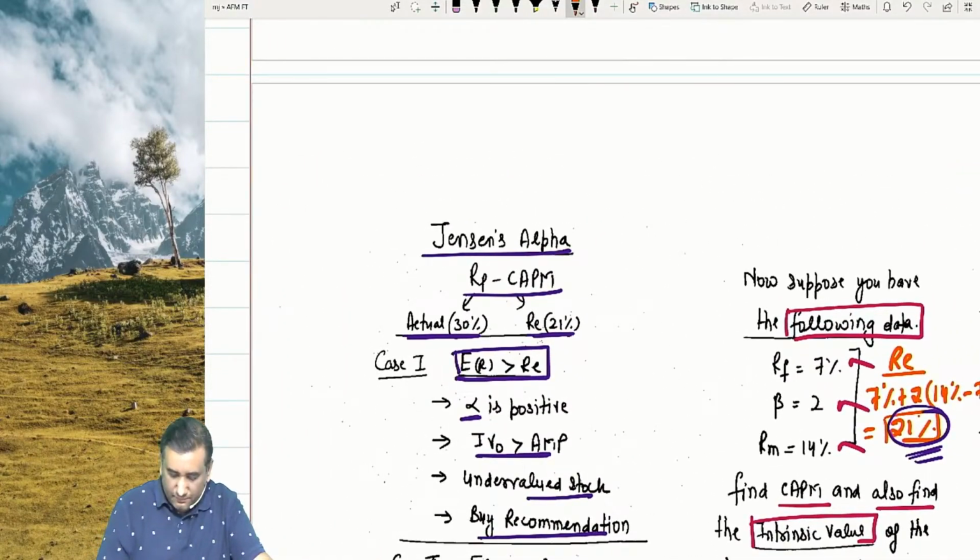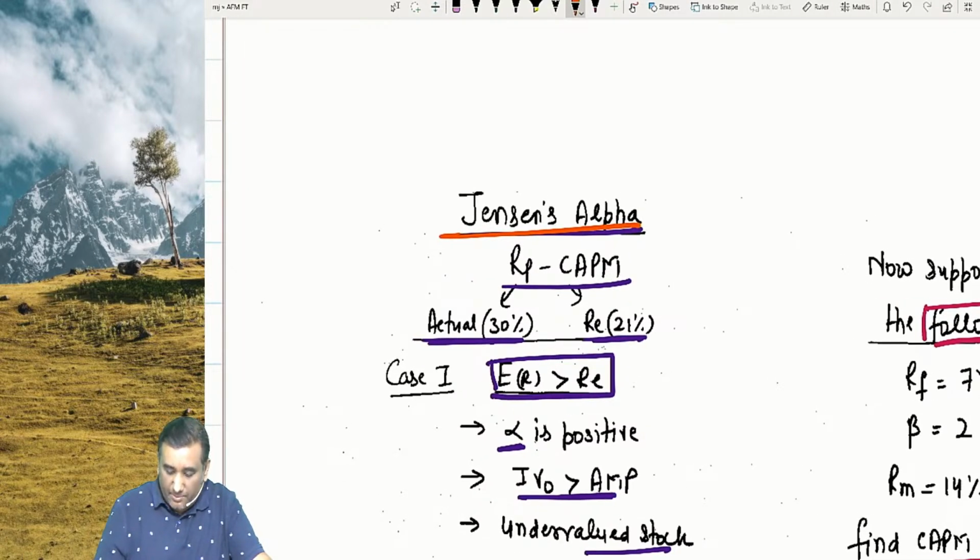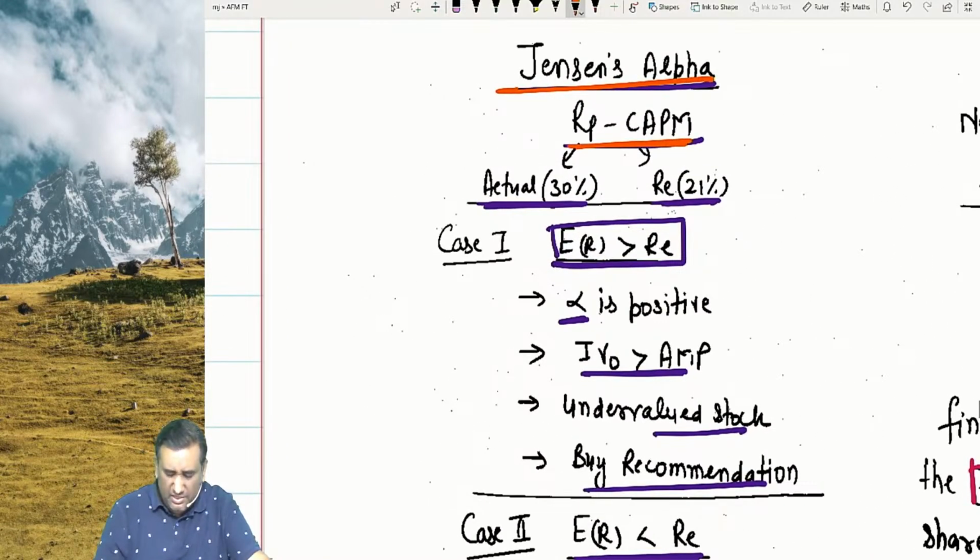Jensen's alpha is RP minus Kpm. What does it tell you? Suppose actual return is 30 and required return is 21. That means you require 21 and actually you are getting 30 percent.